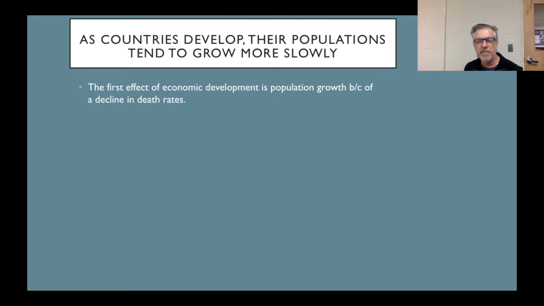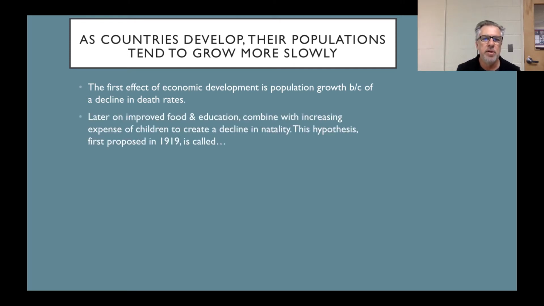So the first effect of economic development is population growth. And why is that? Because when an economy starts to develop, death rate goes down, and people don't adjust their birth rates quickly, so you now get population growth. Later on, as improved food and education combine with increasing expense of children and increasing sense of security in your life, it creates a decline in natality or birth rate.